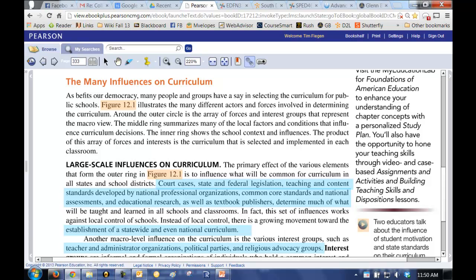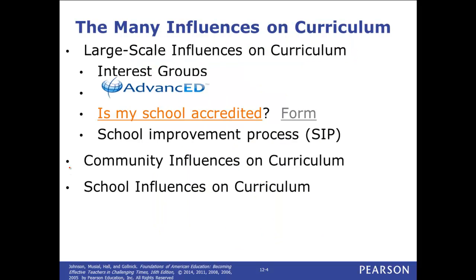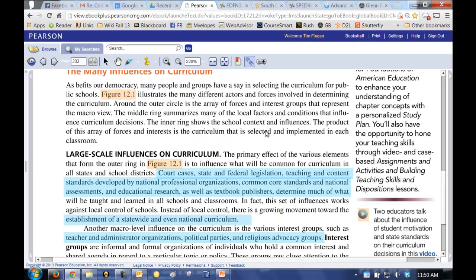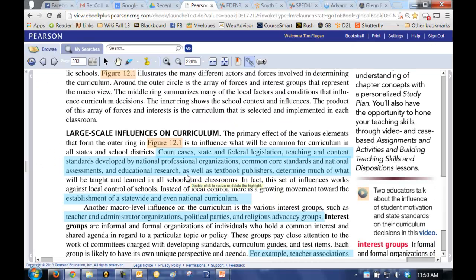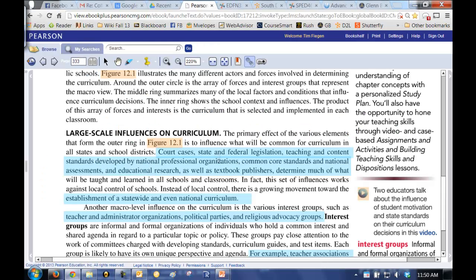So what are these many influences? Well, first, these large-scale influences of the curriculum. Here's what they are: court cases, state and federal legislation, teaching, content standards, those types of things, Common Core standards, national assessments. I'm going to ask you to bring those in right here, these large-scale things. This is number 3, and it's right here highlighted under large-scale things.